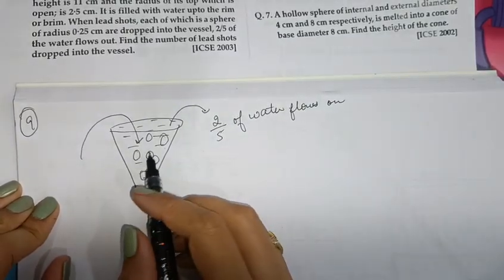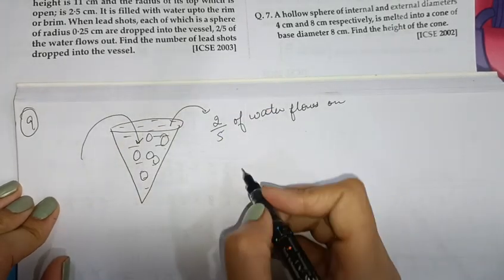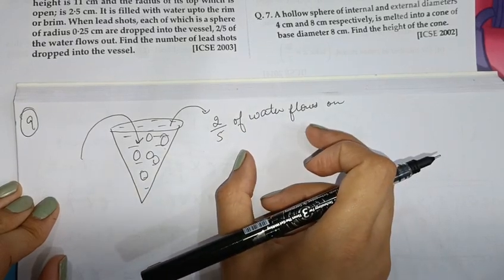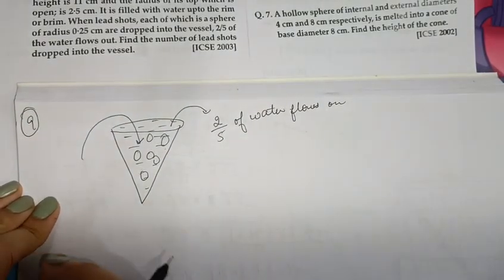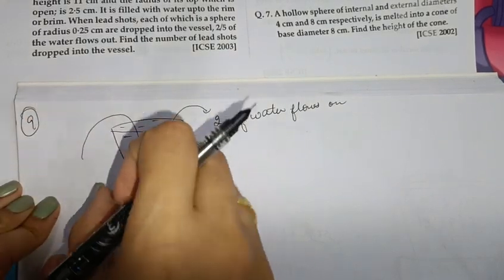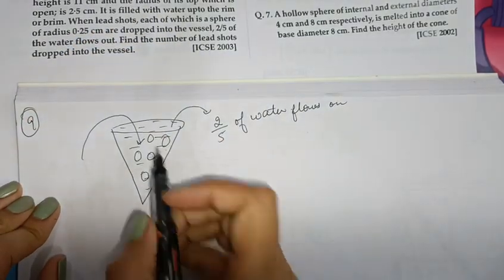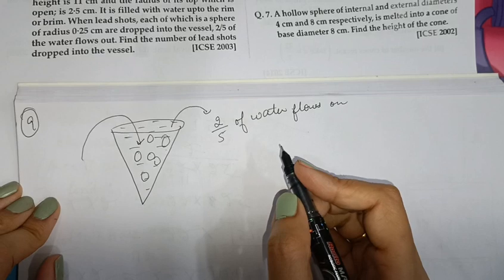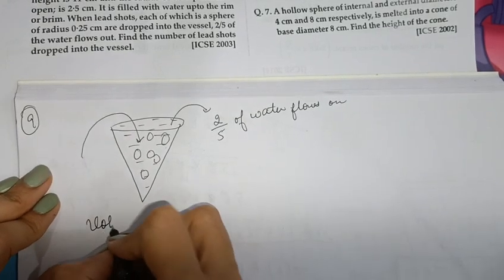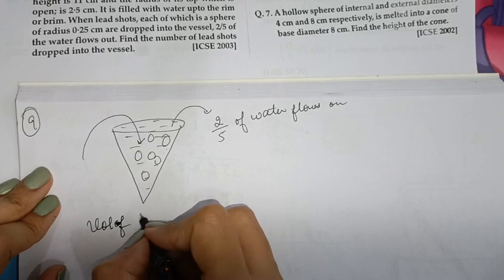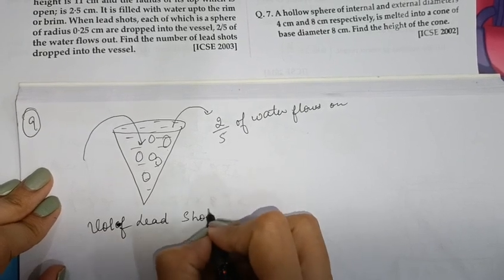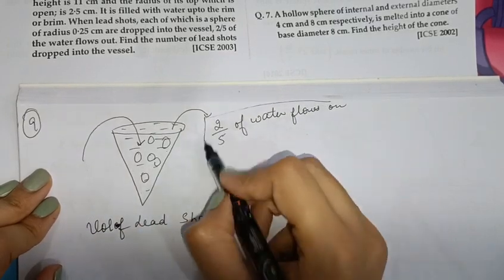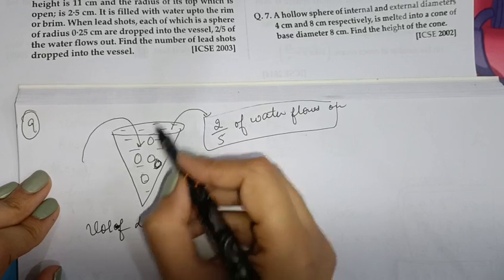So what do you have to find? You have to find how many lead shots are dropped into the vessel. Why am I saying that this question is similar to recasting? Because here also water is there. If lead shots are dropped into the water and water is only flowing out, that means it is related with the volume. So what is the volume of lead shots equal to? Their volume will be equal to this volume. Why? Because this water only flowed out.